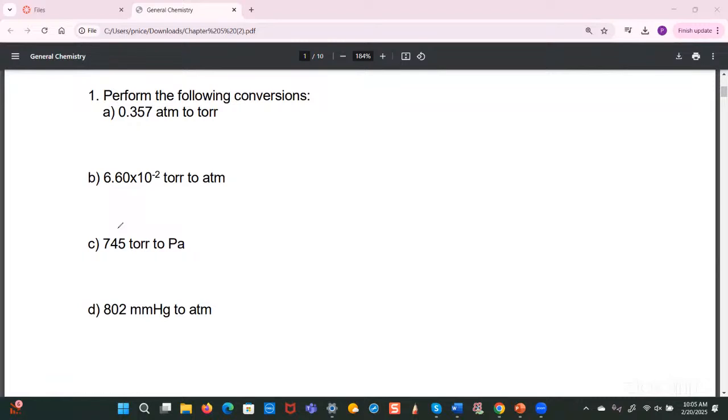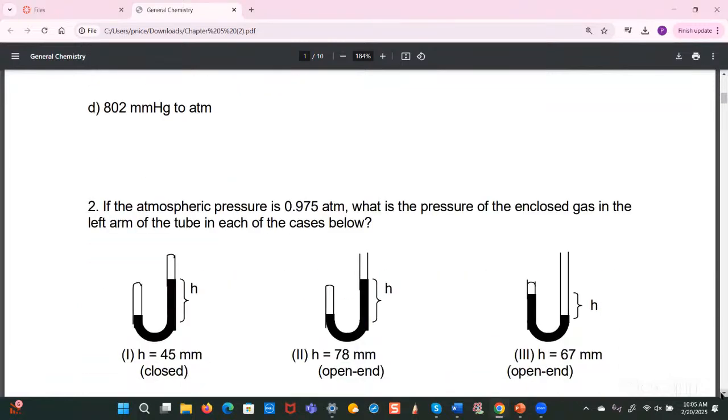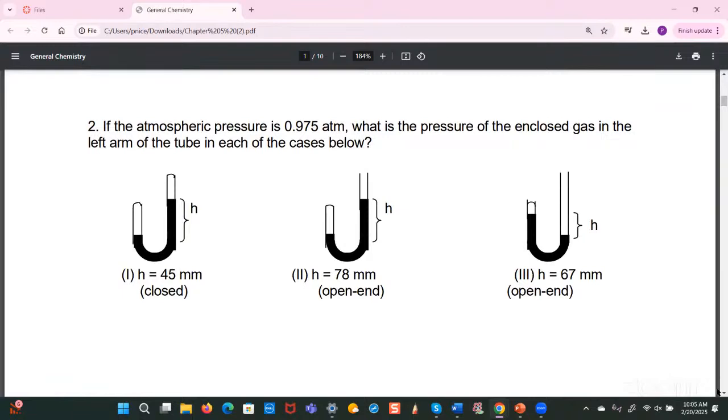So, let's look at number 2. Number 2 is basically similar to what we were just describing earlier, what I showed you in the PowerPoint. It says the atmospheric pressure is 0.975 atmospheres. What is the pressure of the enclosed gas in the left arm of the tube in each of the cases below? In each of these cases, there's a gas trapped in the left side, here, here, and here, and the question is asking you to calculate the pressure of that gas.